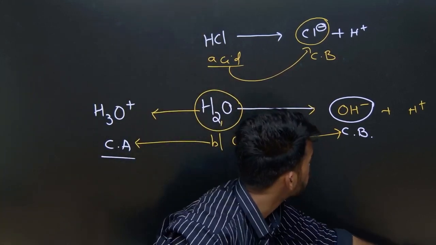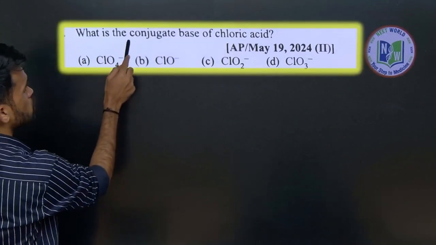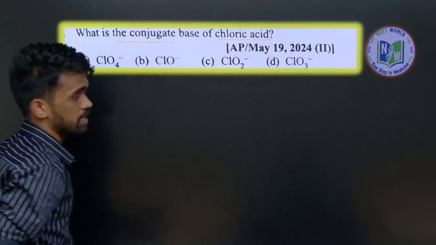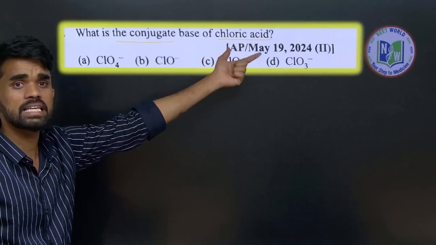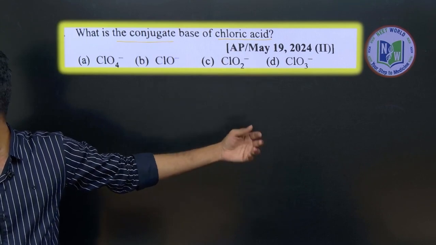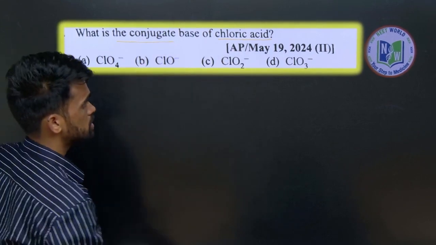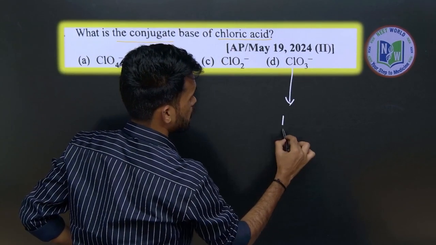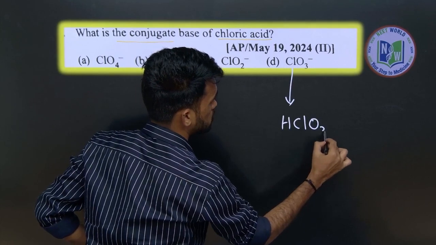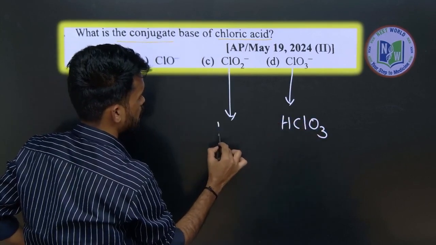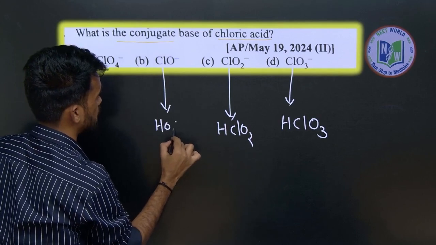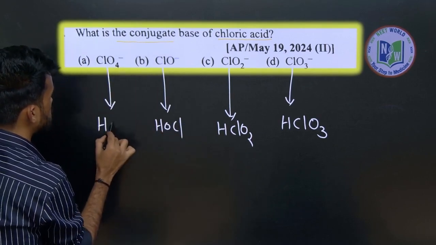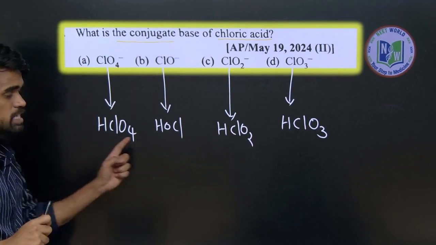Now look into one more question here. What is the conjugate base of chloric acid? Yes, this is also an important question. First of all, we need to know what exactly chloric acid is. Then only we can answer this kind of question. From this I can write the respective acid as HClO3. From this I can write HClO2. From this I can write HOCl. From this I can write HClO4. So these are the respective acids.